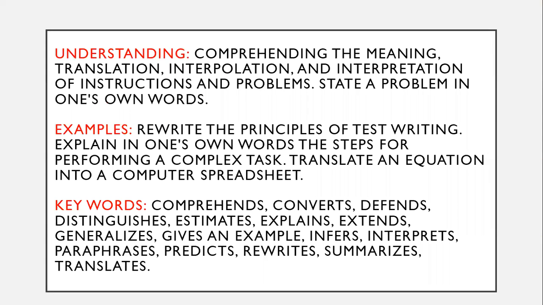Second is understanding: comprehending the meaning, translation, interpolation, interpretation of instructions and problems, stating a problem in one's own words. So in understanding, you usually comprehend the meaning of the text that you are reading. You need to provide the implications, the underlying messages. Examples: rewrite the principles of test writing. So you're going to paraphrase, you're going to make a summary. These are examples of activities which denote the level of understanding.